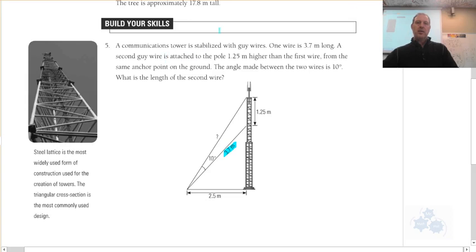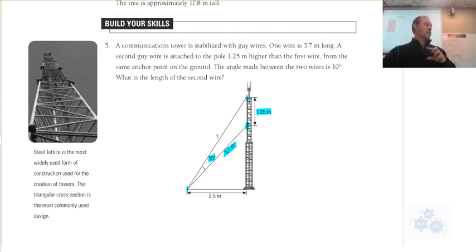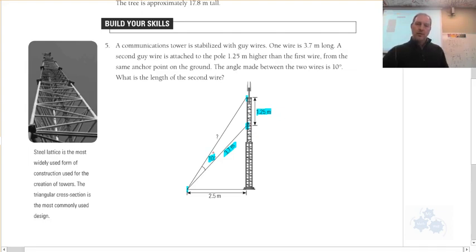And a second guy wire is attached to the pole 1.25 meters higher than the first. So that's where this information comes. The first one's attached here, the second one attached 1.25 meters higher. But it's attached to the same anchor point on the ground. The angle between the two wires is 10 degrees, and that's labeled right here, between the two wires. What is the length of the second wire? So what you should notice here is that we do have a pair of angle and opposite side, right? We have one of those. We have 10.